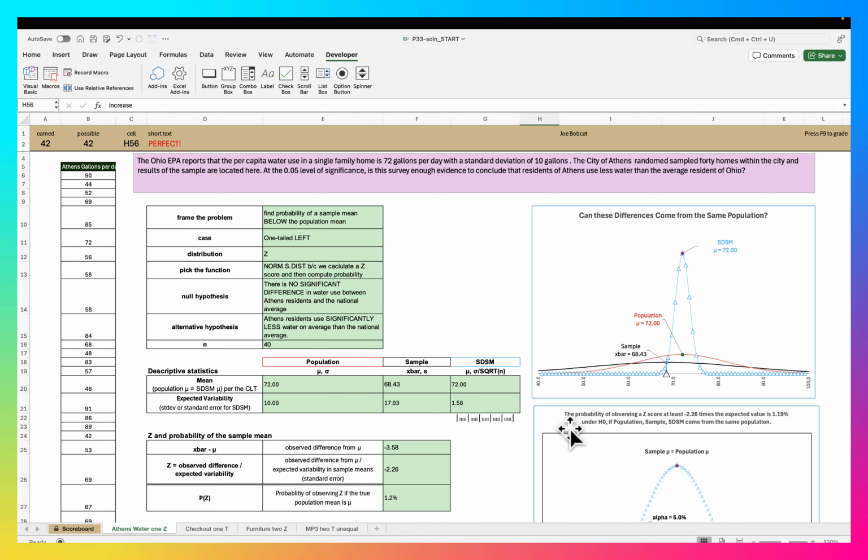And that does it for our first video. This was about one sample z-test. In the next video, we'll look at a one sample t-test. The difference between the two is that in z, you know the population standard deviation, you know this number here. In the t-test, you don't, so you have to estimate it from the sample.